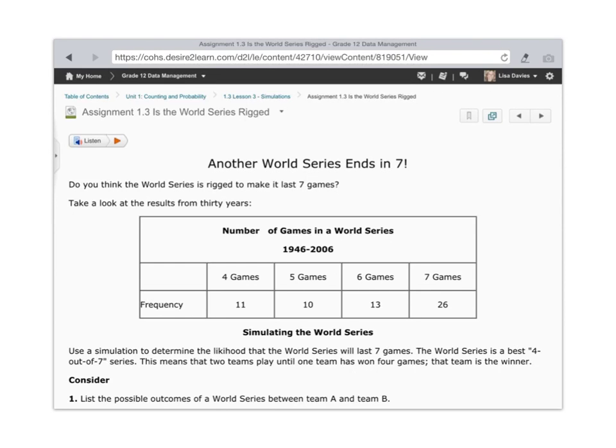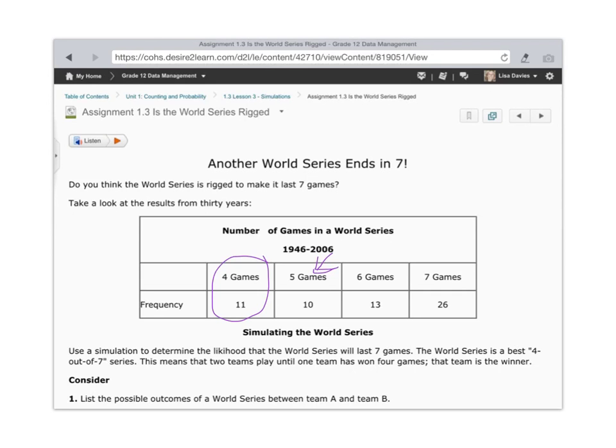So in the instance where it says four games, what that means is that one team won four games in a row and that the other team won zero games. And so that happened 11 times. For five games, that would mean that one team won one game and one team won four games, and that's happened 10 times, and so on.